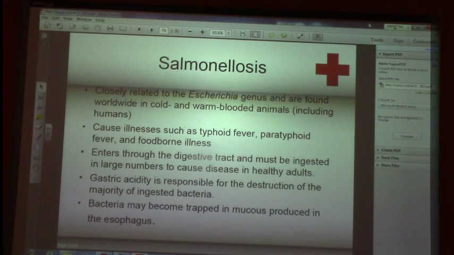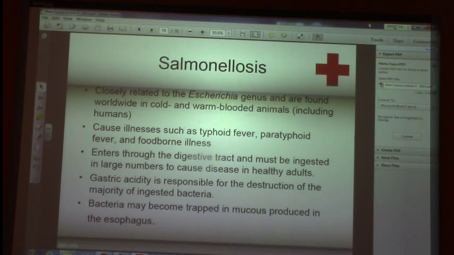They primarily enter via the oral route, through the digestive tract. Therefore, they must be ingested. However, they must be ingested in large enough numbers to cause disease in healthy adults. Otherwise, our immune system will eliminate them with relatively little harm to us. So again, as I've been mentioning before, individuals that are immunocompromised or immunosuppressed are most at risk.